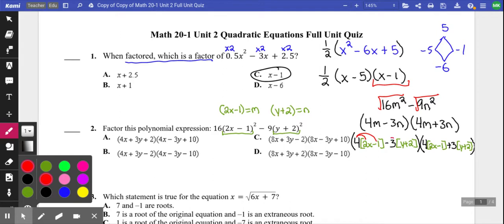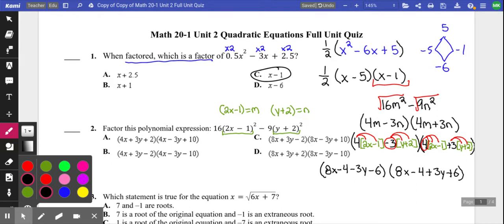When you multiply in, make sure you're multiplying -3 into the brackets on this one. The other ones aren't quite as complex. When you do that, you should end up with 8x minus 4 minus 3y minus 6. And the other one would be 8x minus 4 plus 3y plus 6.